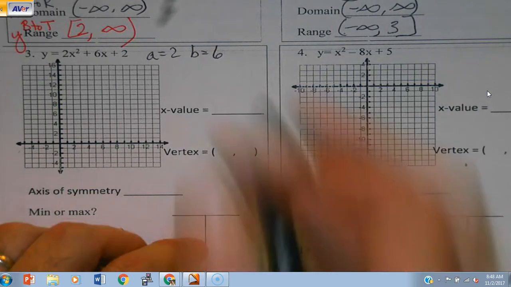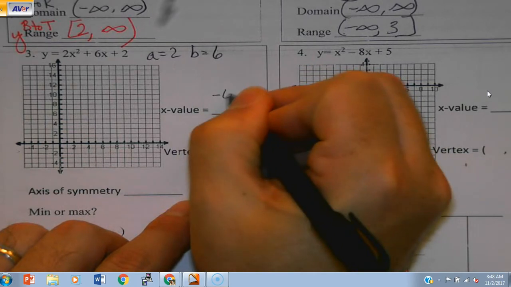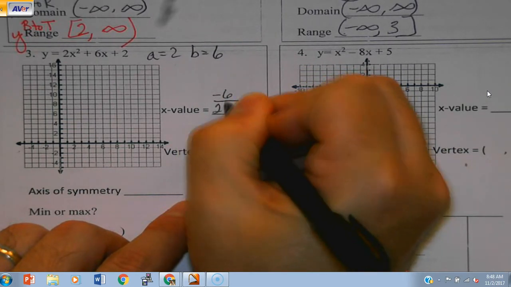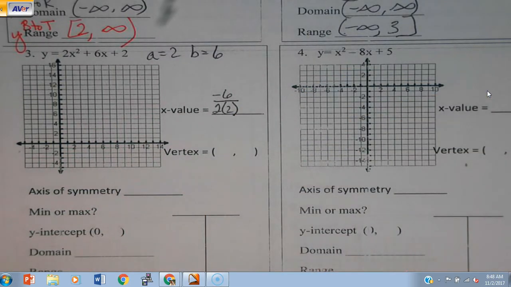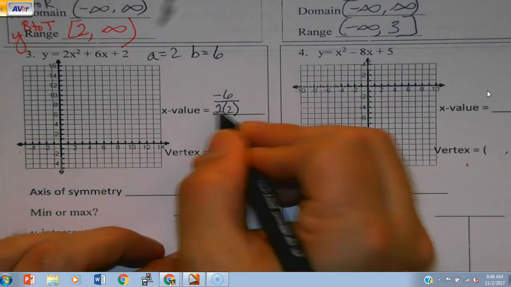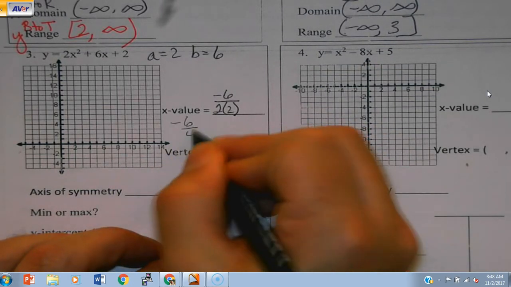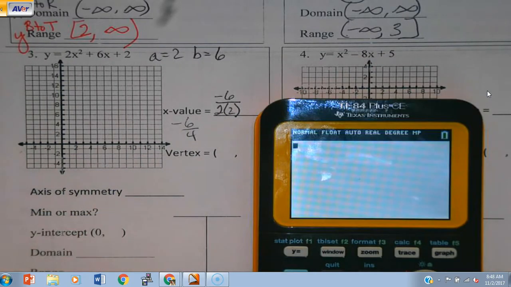So let's see. Opposite of B over 2A. And we've talked before about the need to take your time with this. 2 times 2 is 4. And then all of a sudden, we get ourselves to panic. Negative 6 divided by 4. Hardy, it's a decimal. I must have done something wrong.